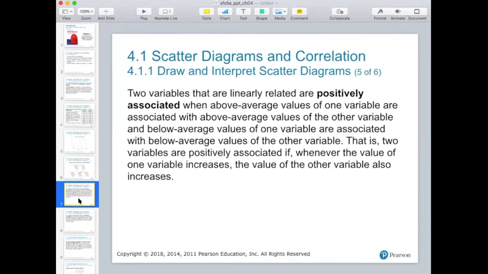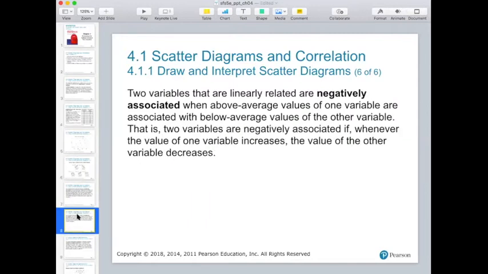So looking at the difference, we don't have to read this whole long paragraph to find out what positively associated means. So as one increases, the other one increases. It's a positive relationship. On the other hand, we have a negative relationship. As one variable increases, the other one decreases.